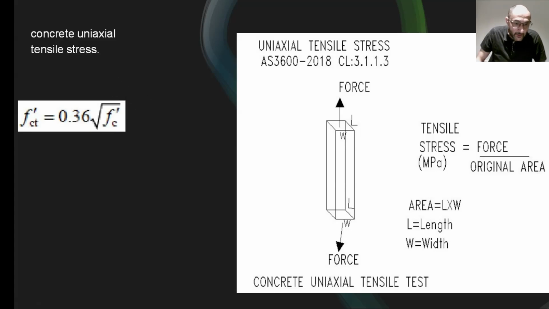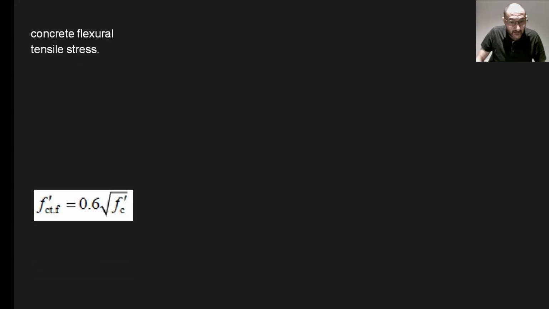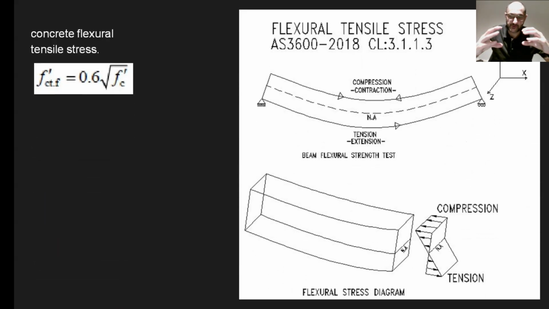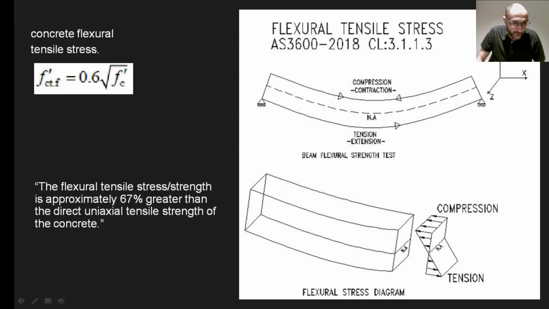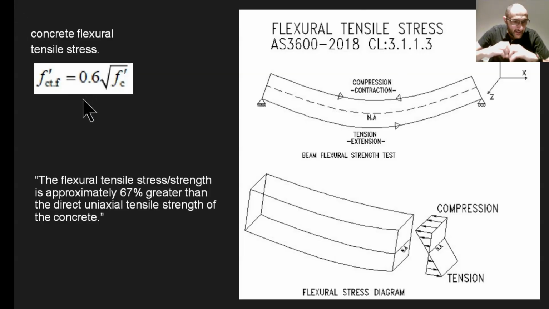Now, there is also a flexural tensile stress or strength. When you get a beam and bend it under flexure, it will crack at the bottom in tension. This is what we call tensile stress due to flexure, which is about 0.6 square root f'c. This is shown mainly for a test where we have a simply supported beam under pure bending. As we note here, the flexural tensile strength is approximately 67% greater than the direct or uniaxial tensile strength.